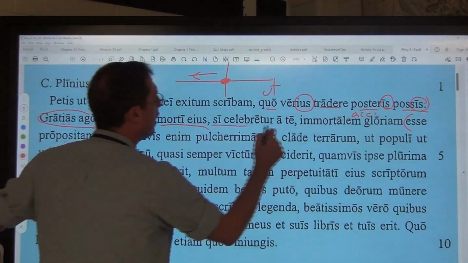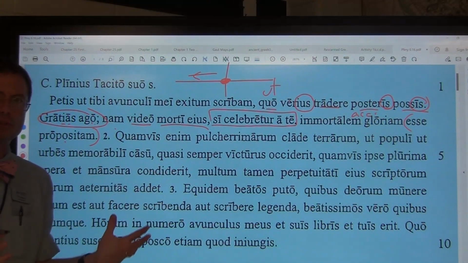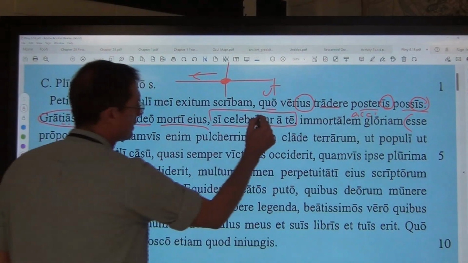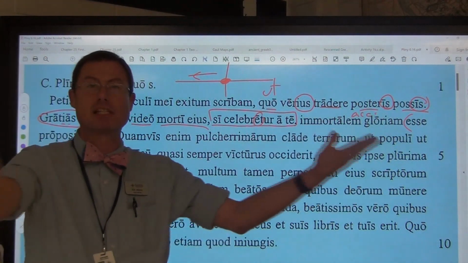And then we have here the protasis of a conditional statement. This conditional statement has a present subjunctive. This is celebro, celebrare, which means to celebrate.